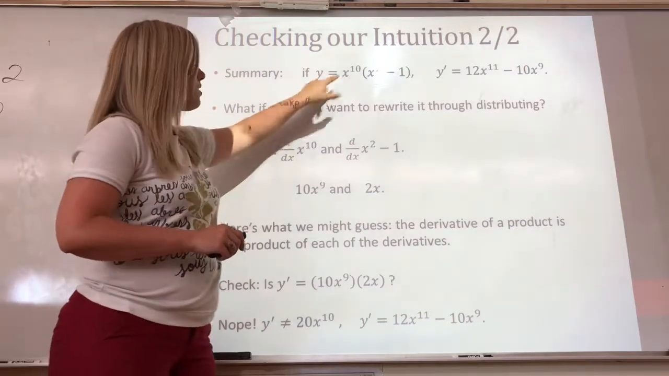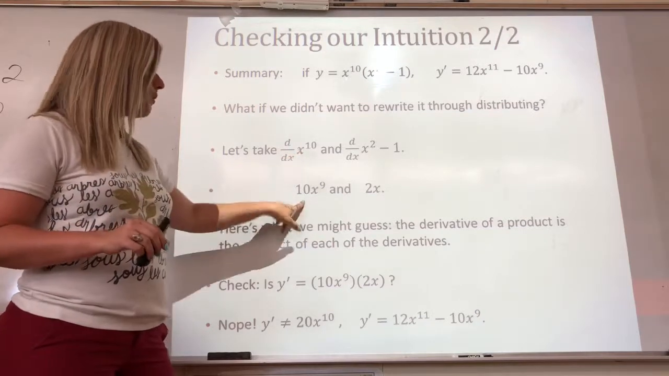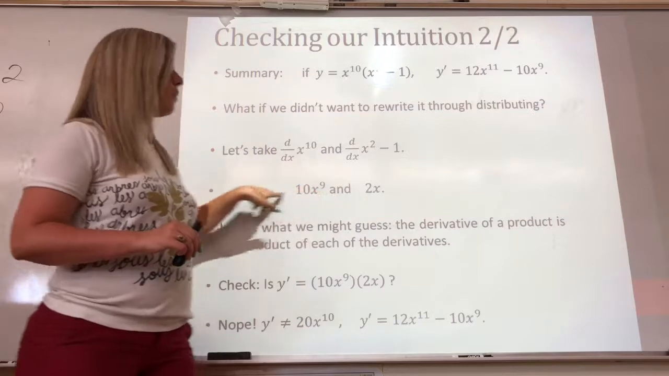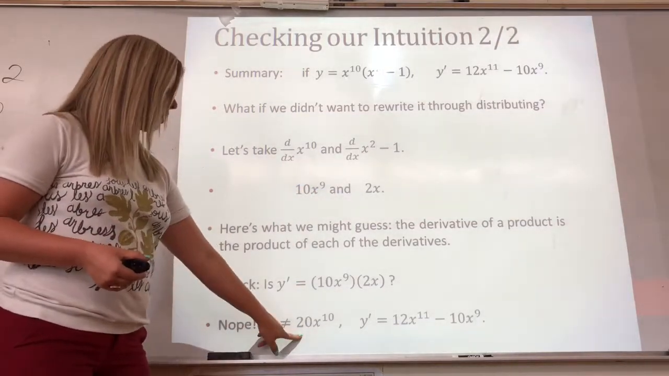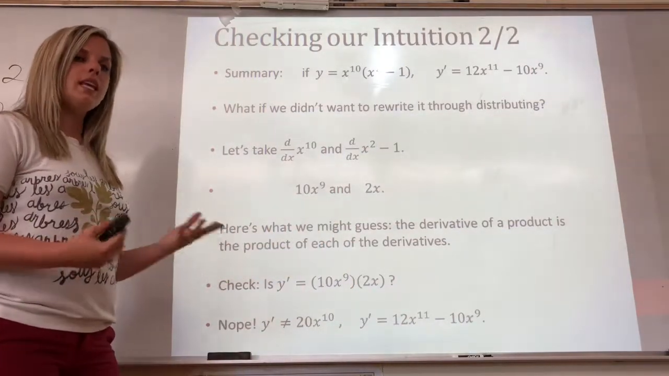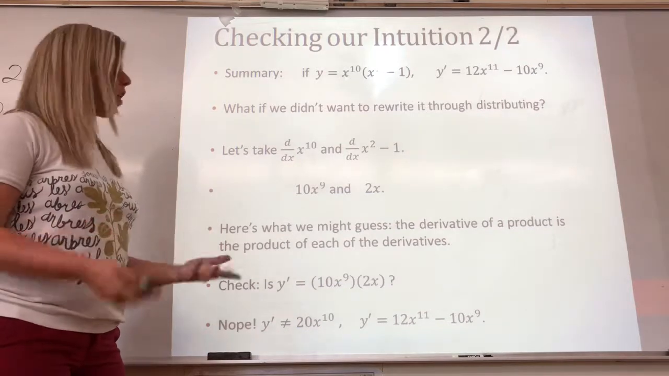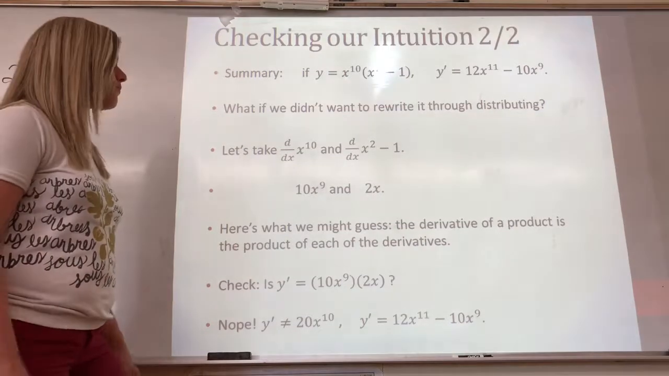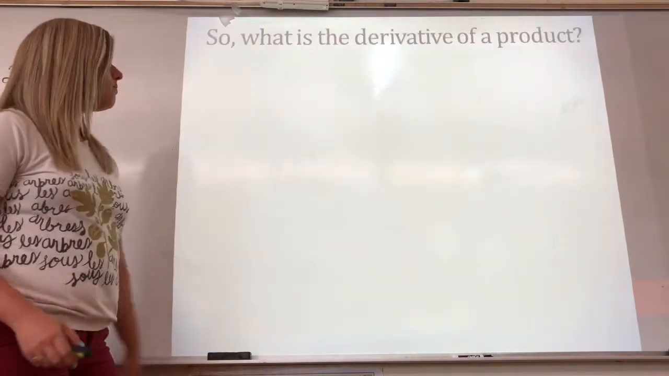When you have a product, you cannot just take the derivative of the first term, the derivative of the second term, and then multiply those derivatives together and have that be your answer. This is clearly not equivalent to that, not at all. This is why we need to find a rule for taking the derivative of products, the product rule. It's not as simple as you would think. We're going to derive it a little bit.